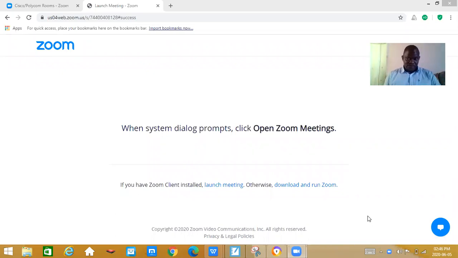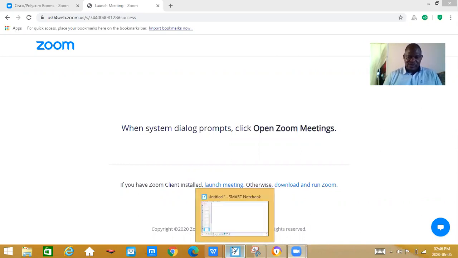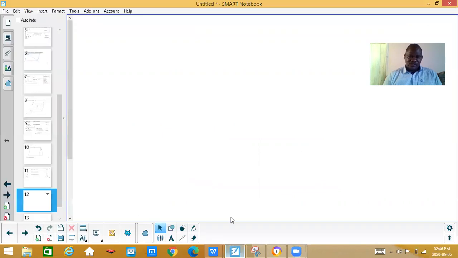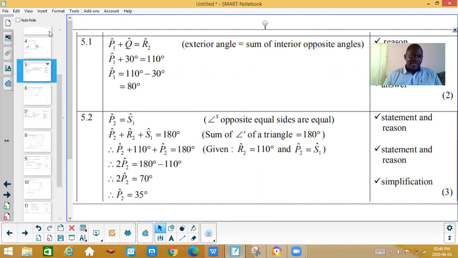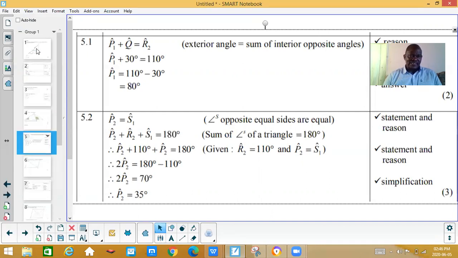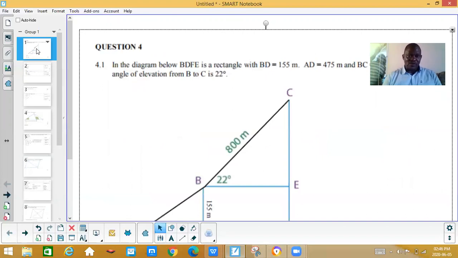I got a message from some who wanted clarification on the first one. I will work on it. I will send the answer to those who requested those questions. So now let us quickly go through some of the questions that we wanted. We are starting off from number 4.